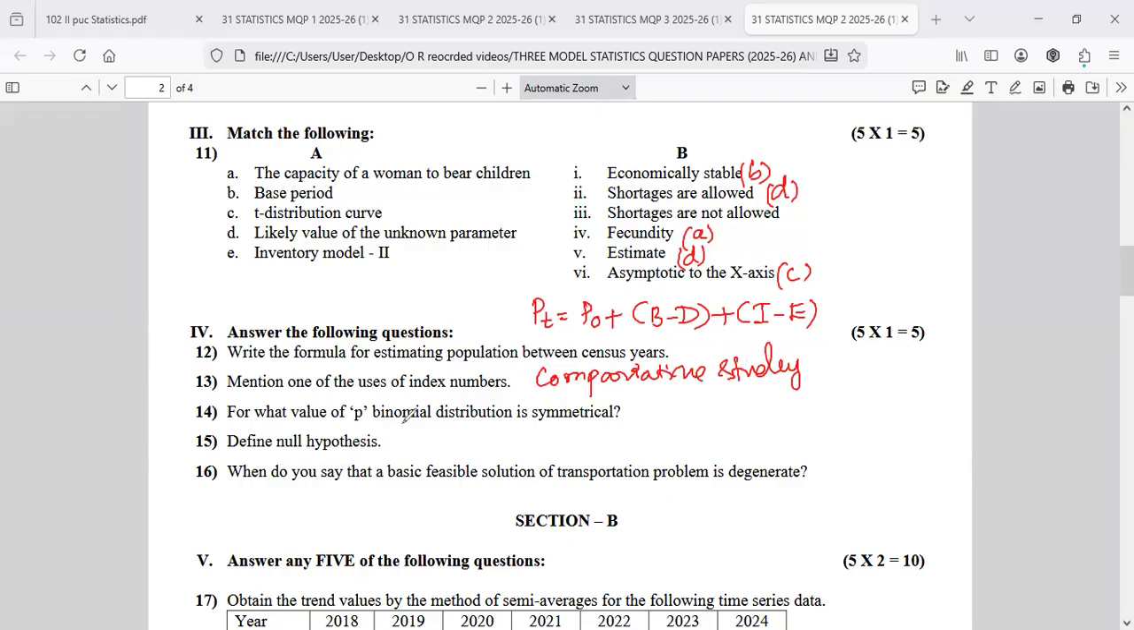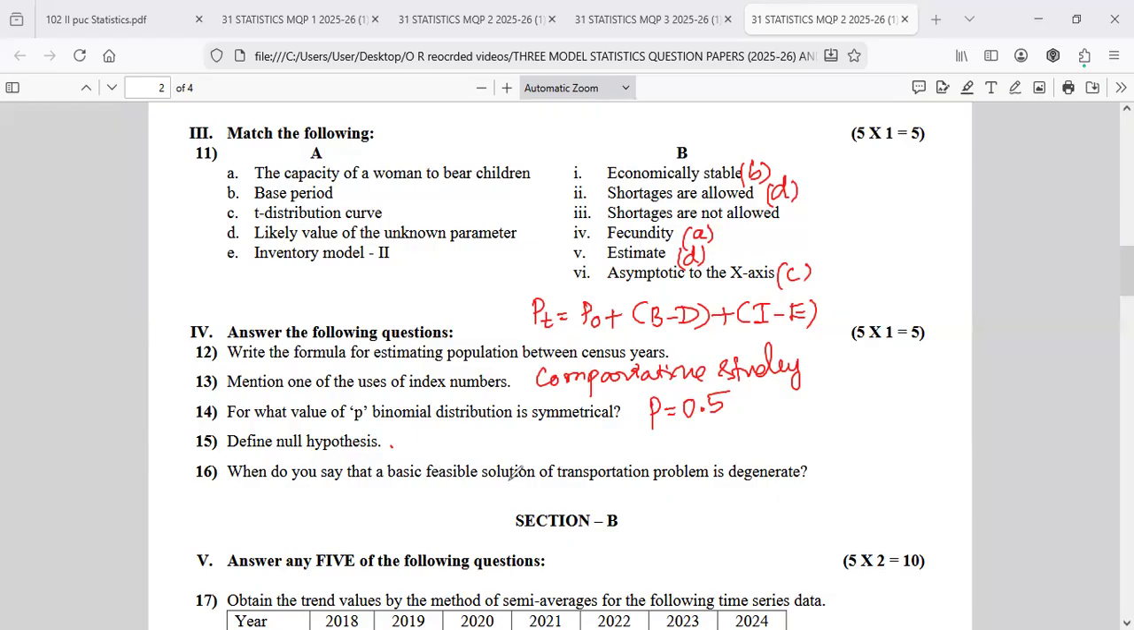For what value of P is the binomial distribution symmetrical? Last video only we discussed this. So P is equal to 0.5. What do you mean by null hypothesis? I told you, important question. This is a very big one, but they ask one more question. Null hypothesis is a hypothesis which is tested for possible rejection under the assumption that it is true. So that is called null hypothesis.